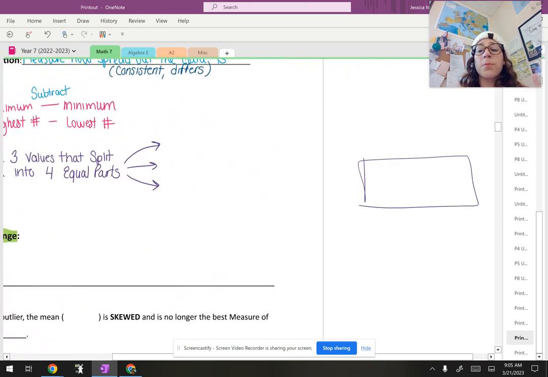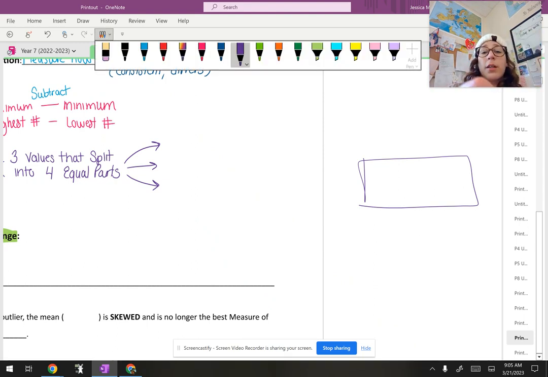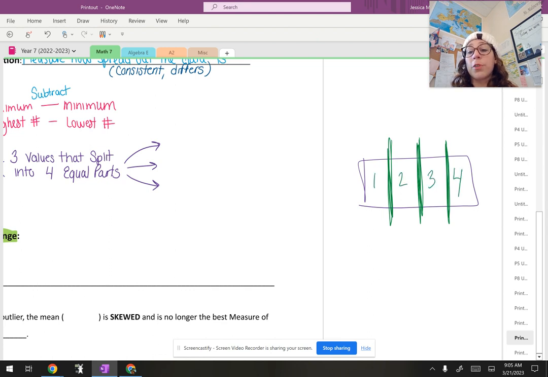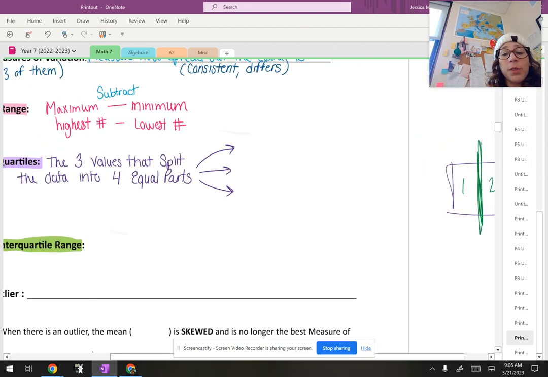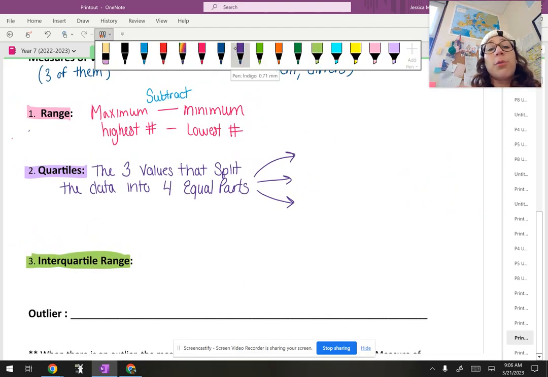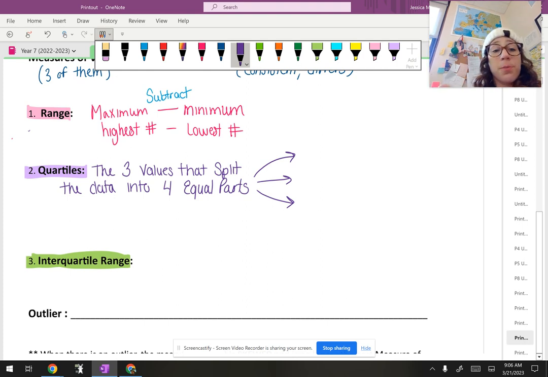You don't have to do this. But if I'm trying to take this rectangle and I'm trying to split it into 4 equal parts, that requires only 3 lines. One line would give me 2 parts. A second line gives me 3 parts. The third line gives me my 4 equal parts. If I had put an additional line in there, that would give me 5, and that's not what I want. So that's why we're using 3 values, and those 3 values split the data up into 4 equal parts.